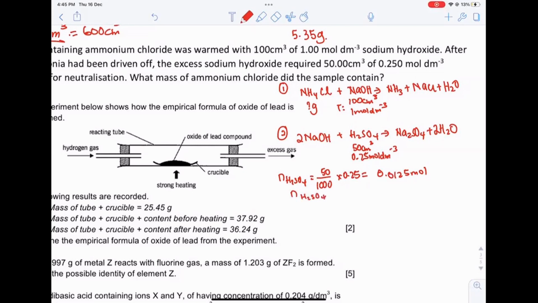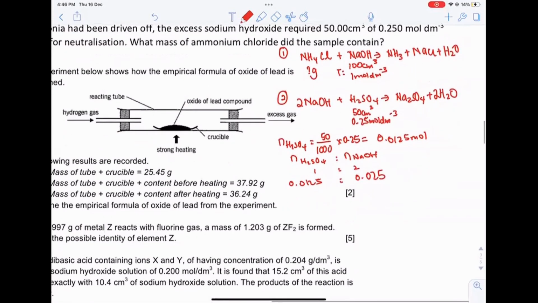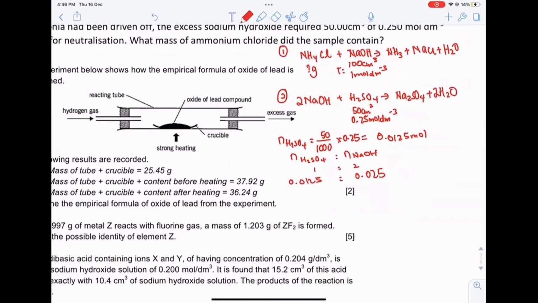And then by mole ratio, 1:2, the number of moles of NaOH is 1:2. So therefore it will be 0.0125 times 2, 0.025 moles. So I add on the piece of information, moles of NaOH. So what is this? This is excess, right? Excess NaOH that has not been reacted in the first equation.